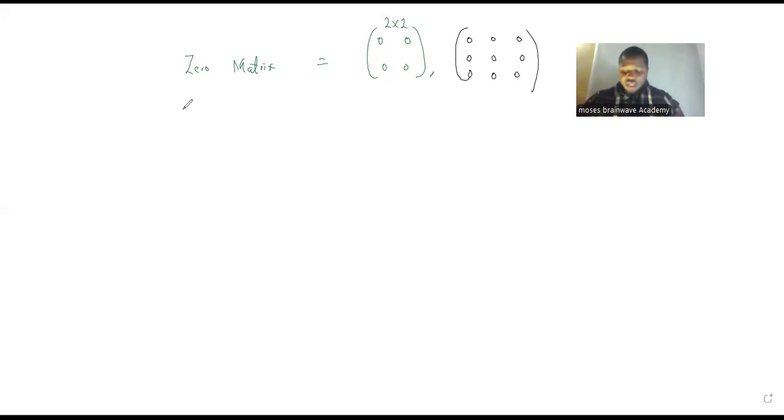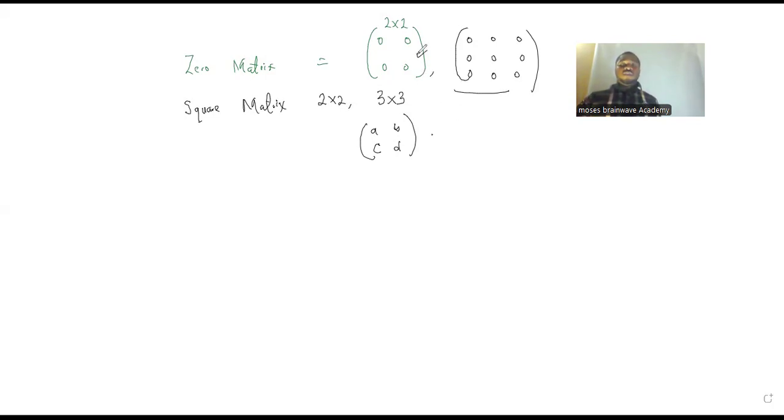Now we have another type of matrix, which is a square matrix. We have talked about this before. A square matrix is a matrix whose dimensions are the same, right? If a matrix has 2 columns and 2 rows, or 3 rows and 3 columns, then you say it's a square matrix. For example, you have A, B, C, and D. This is a 2x2 square matrix. And similarly, this is also a square matrix because we have 2 rows and 2 columns.